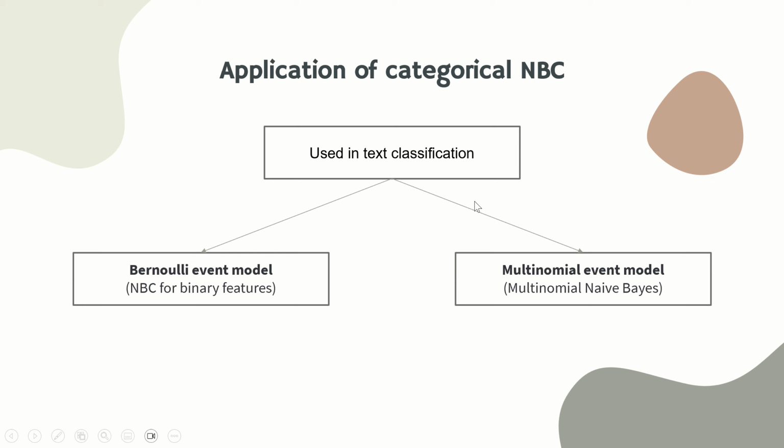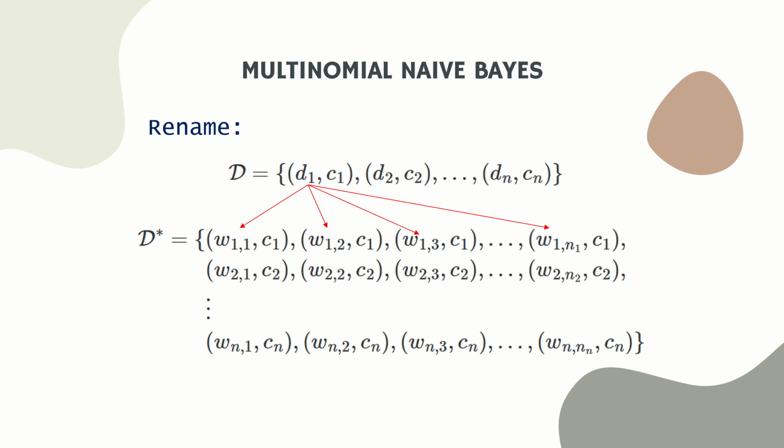The other type is the multinomial event model. It has a more familiar name, multinomial naive Bayes. Keep in mind that multinomial naive Bayes is just a different name for the multinomial event model, which is one type of categorical naive Bayes classifier. It does not mean that our feature is taken from the multinomial distribution. Let's dive into these things.